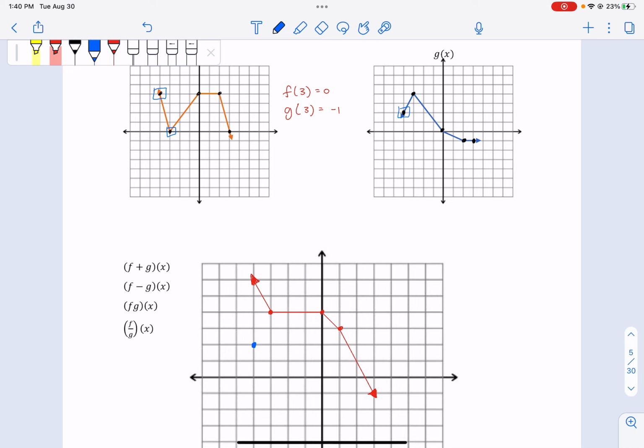Over here, that's -3. So that's 0 minus -4. This has a y value of 0. This has a y value of -4. 0 minus -4 is 0 plus 4, which is right here. Next one. 4 minus 0, still 4. 4 minus -1 is 5. And finally, 0 minus -1 is just 1.